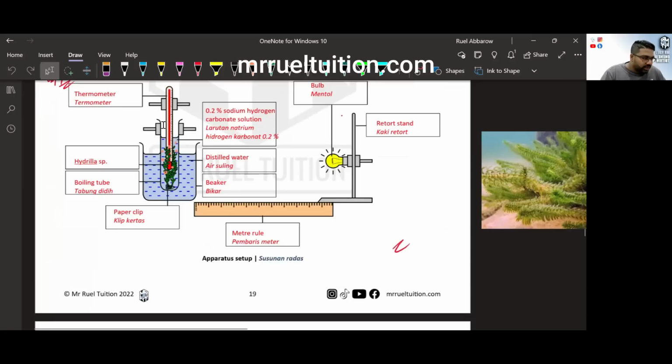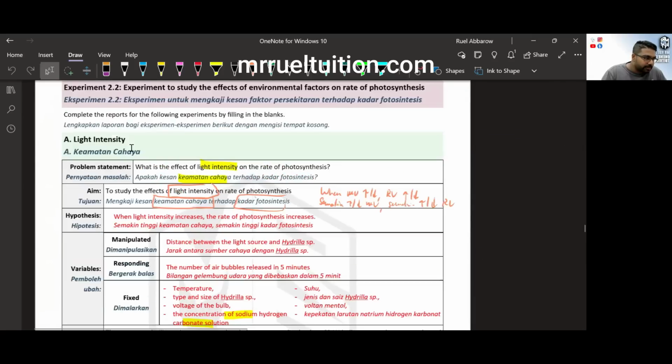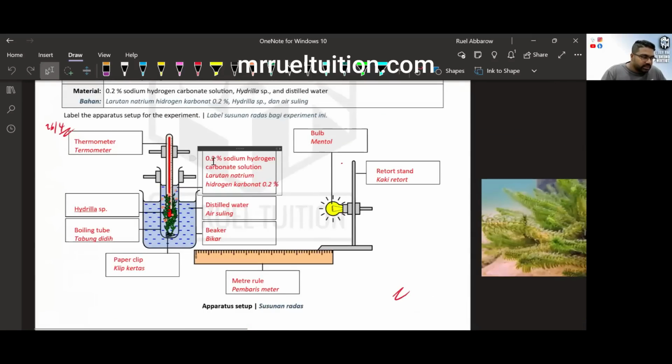Okay, then we have a boiling tube here because it's larger. Inside here, we have the sodium hydrogen carbonate solution. So here you can see they use 0.2% because this experiment is on light intensity, right? So they use a fixed concentration of sodium hydrogen carbonate solution, which is 0.2%. Okay, then we have distilled water here and a beaker. So the distilled water is essentially a water bath to keep the temperature constant. Okay, and then we have a beaker. So this is the setup.